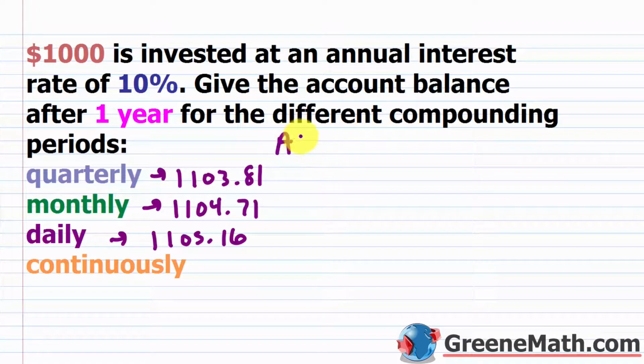So we say A is equal to P times the special number e. Remember, that's about 2.718. Raised to the power of r times t. So the r, again, is the rate as a decimal. The t is the time in years. So this is a really simple formula to use. In this case, P, again, is the principal. So it's 1,000 times e. Okay, and that's going to be on your calculator.